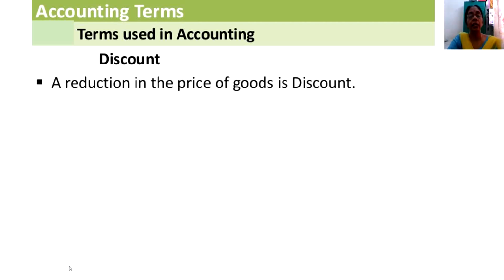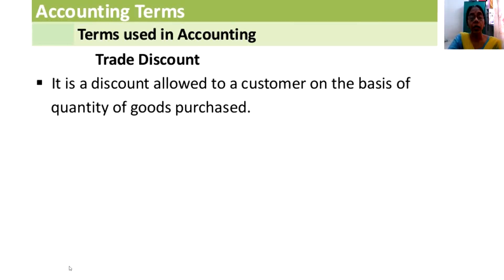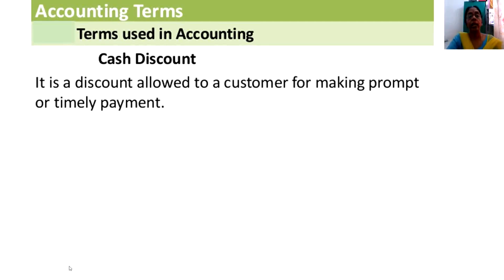So here we understand that discount refers to a reduction in the price of the goods, and discount can be of two types, trade discount and cash discount. Trade discount is allowed to a customer on the basis of the quantity of goods purchased, and this trade discount comes from the list price of the goods. Also remember students, trade discount is not to be entered in the books of accounts. When it comes to cash discount, it is the discount that is allowed to a customer for making a timely repayment of the money taken by the customer.